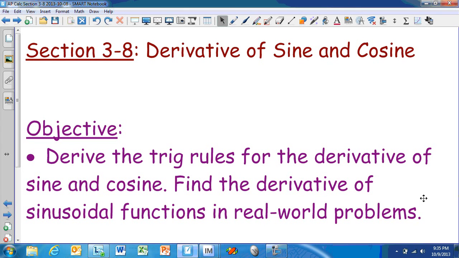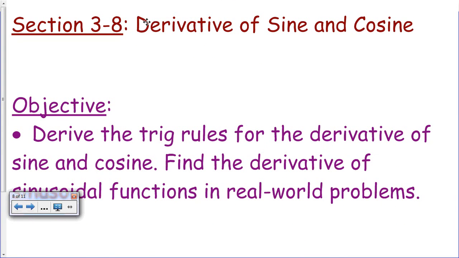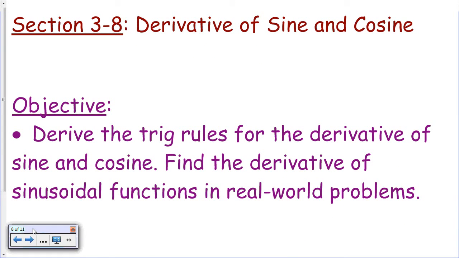All right, section 3-8 is on the derivative of sine and cosine, and as you may recall, the objective of this section was to derive the trig rules for the derivative of sine and cosine, which for the most part we've covered. There was one little part there that we skipped over, and that was the limit as x goes to 0 of sine of x over x.